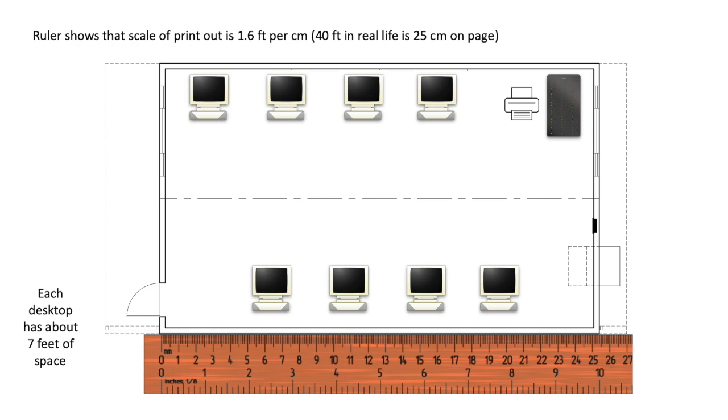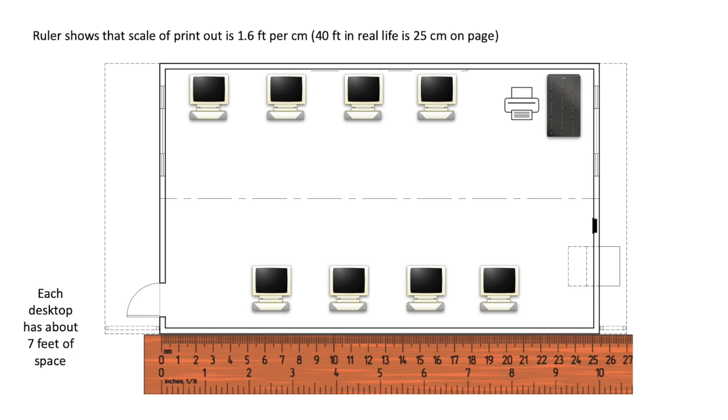I held up my ruler to the diagram and I found out on my diagram it was 25 centimeters wide, and so that means that the scale of my diagram as printed out has 1.6 feet per centimeter that I measure on the diagram. I then laid out the desktops, and on the diagram I end up with about 7 feet per person, so that's actually plenty of space. And there's space in the corner there for the printer and the server.